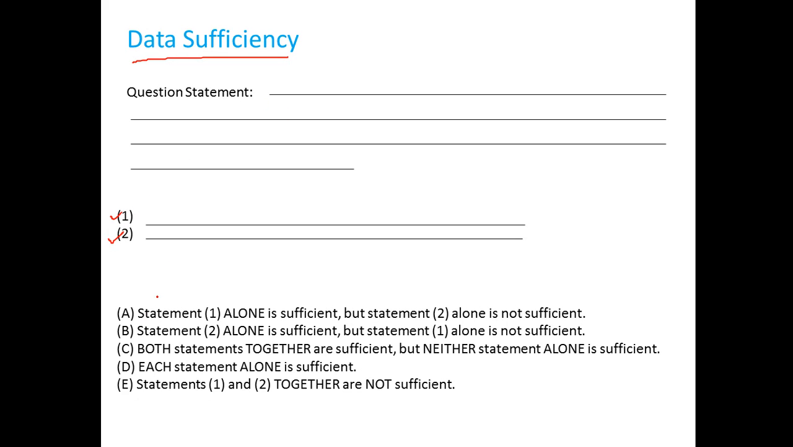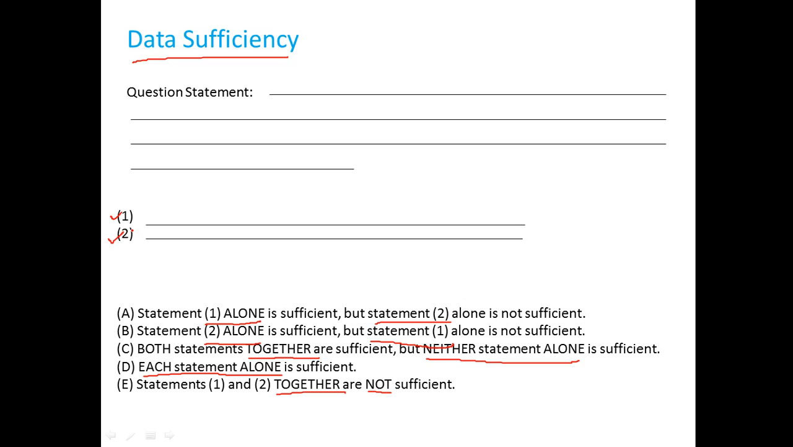So the option choices are: option choice A, that is statement 1 alone is sufficient to answer the question, but statement 2 alone is not sufficient to answer the question. Option choice B says statement 2 alone is sufficient to answer the question, but statement 1 alone is not sufficient. Option choice C says both statements together are sufficient to answer the question, but neither alone is sufficient. Option choice D says each statement alone is sufficient to answer the question. And option choice E says statements 1 and 2 together are not sufficient to answer the question.